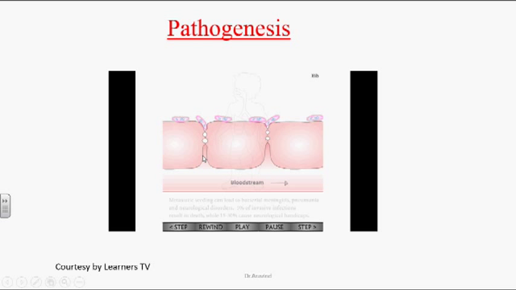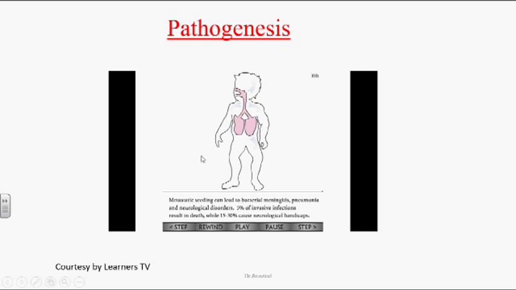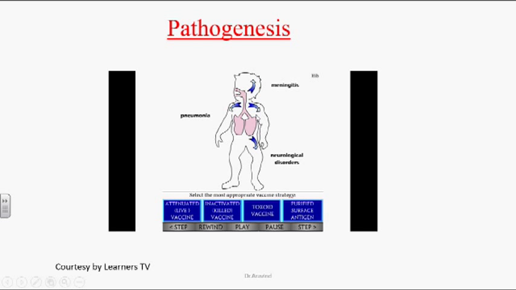They can enter the human bloodstream by breaking the tight junctions between the cells. Whenever they enter, they can cause meningitis and neurological disorders. They can cause acute epiglottitis, bacteremia, pneumonia, etc.